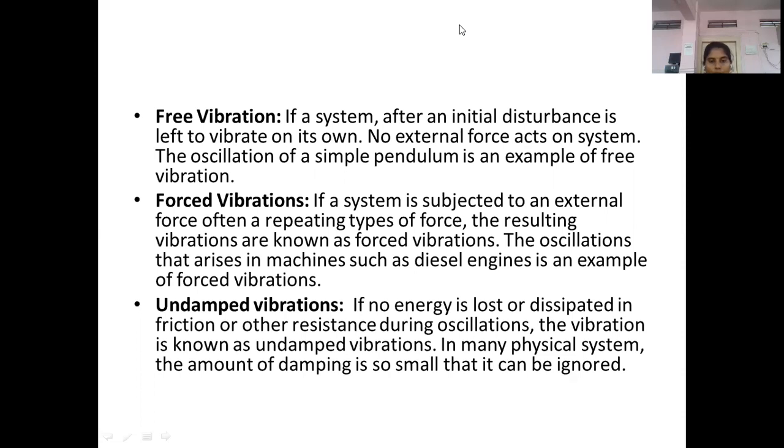Full stop. Below this, undamped vibration. That undamped vibration part we already discussed in the last lecture also. So with damping and without damping, that point is related to the dissipation of energy. So, dissipation of energy.